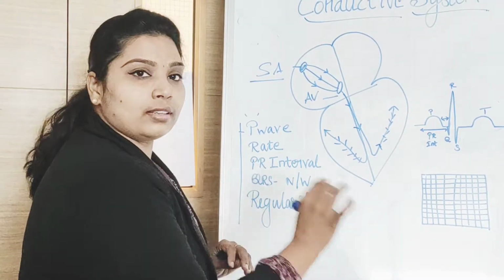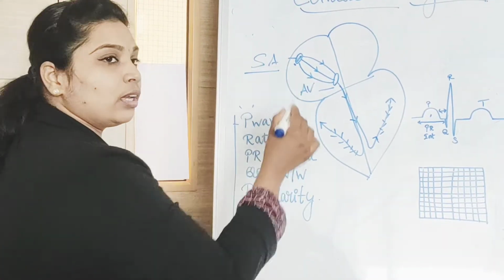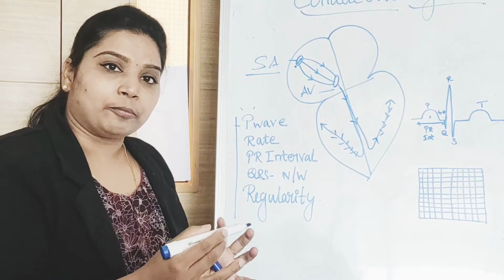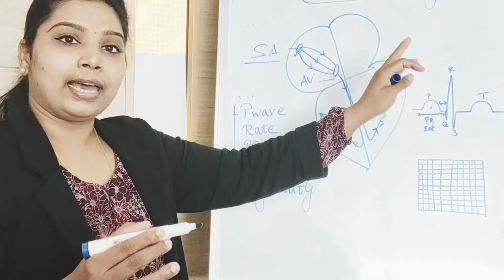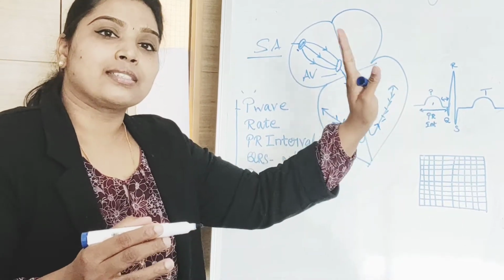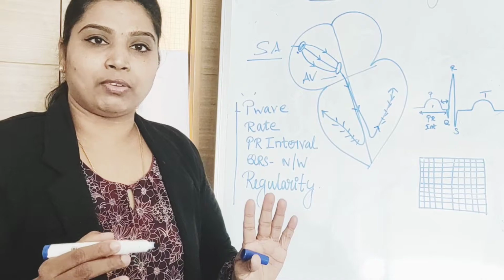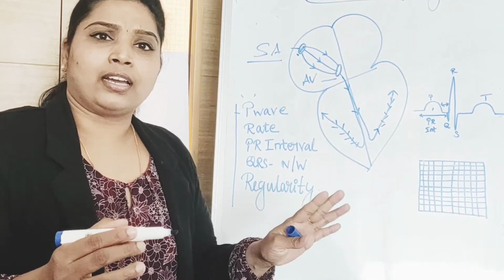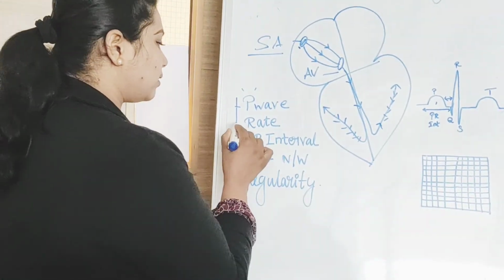If any rhythm has a P wave, it means it is generated from the SA node. It means the atrium is contracting. When the atrium is contracting, there is going to be a P wave, and that is absolutely sinus rhythm. So only in sinus rhythm can you see a P wave. In SVT and ventricular tachycardia, all those things, you may not see a P wave. Understood? So next one is rate.